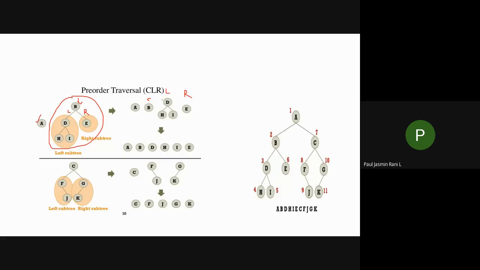So you have to categorize this one. After that you have to do this one. The left subtree is like this. So first you take your root node, that is D. Next you have to take H. Next you have to take I. Next you will have R.